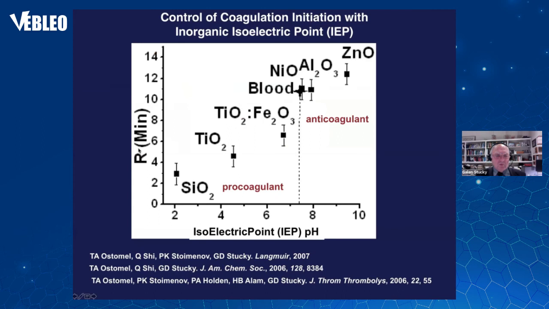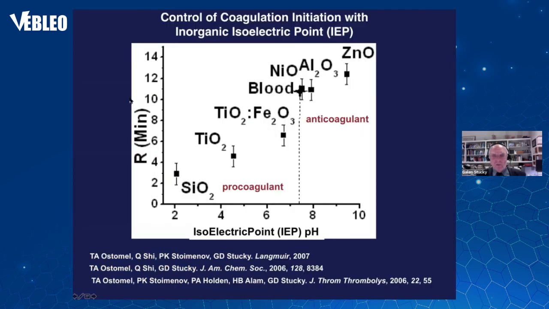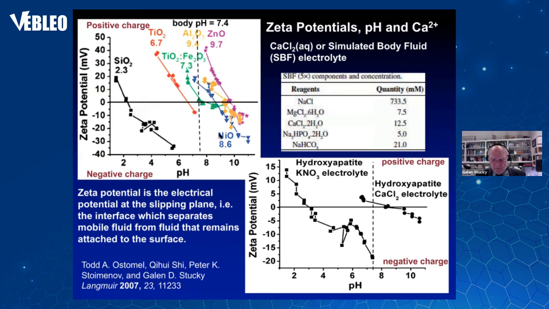In vitro, silica works very, very well. It's a great procoagulant. It depends on the particle size, nanometer size, and that's important. These are procoagulants at the isoelectric point. That's the point, as a function of pH in the previous slide, where you go from a positive charge to a negative charge, and right there, where the zeta potential is 0, that's the isoelectric point.